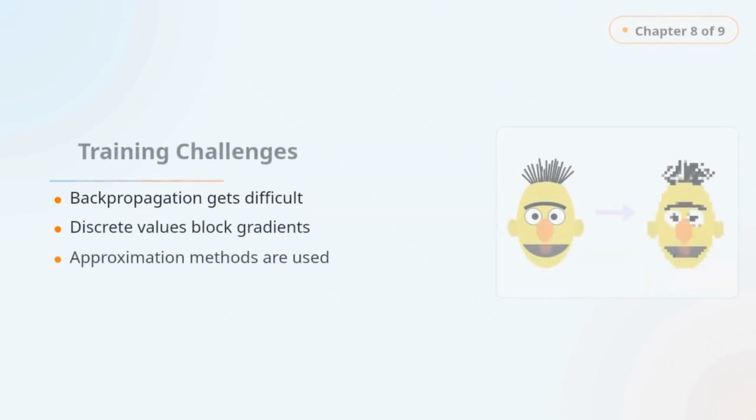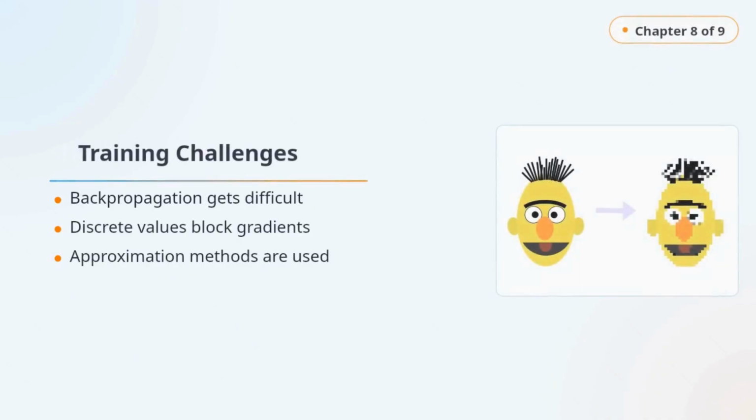One major challenge appears during training. Once weights are quantized into discrete values, gradients cannot flow through them in the usual smooth way. That makes backpropagation difficult. To deal with this, approximation methods are often used to estimate gradients of the loss function.